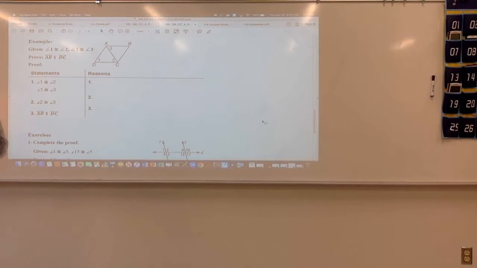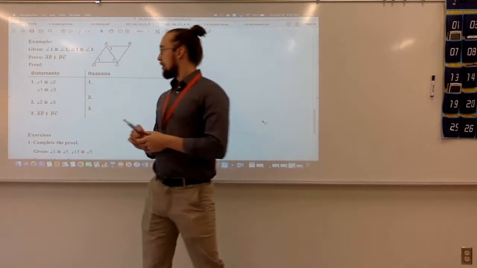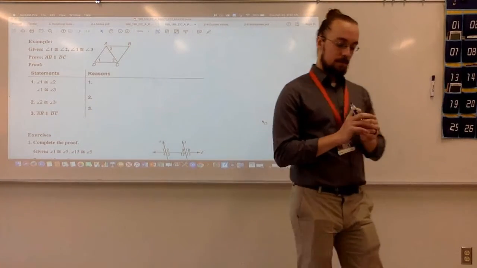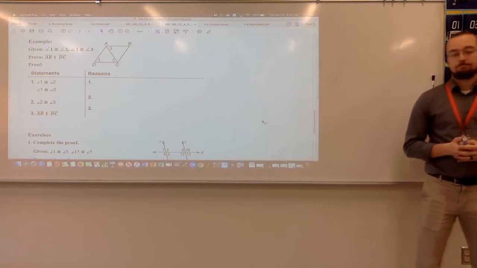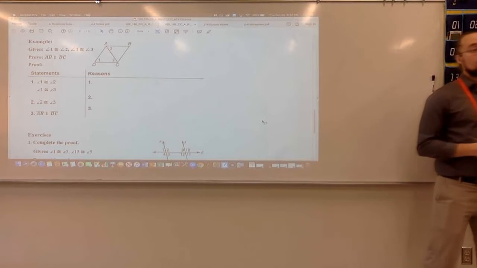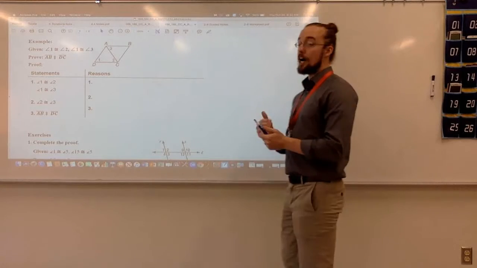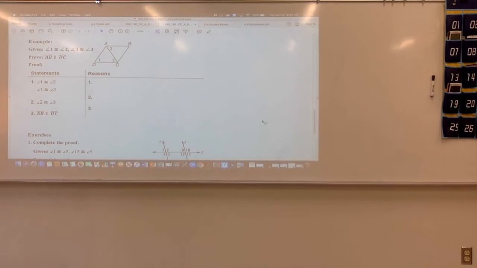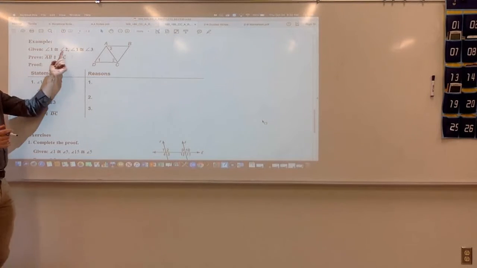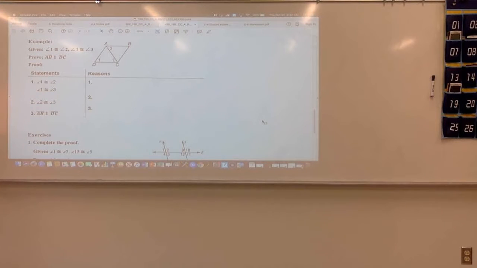On these proofs, the goal is going to be to prove lines parallel. Okay? So we're going to be using things like corresponding angles, alternate interior, alternate exterior, those kinds of things that we've been talking about. Okay, so if we look at this first example, we're given two different pairs of angles congruent.